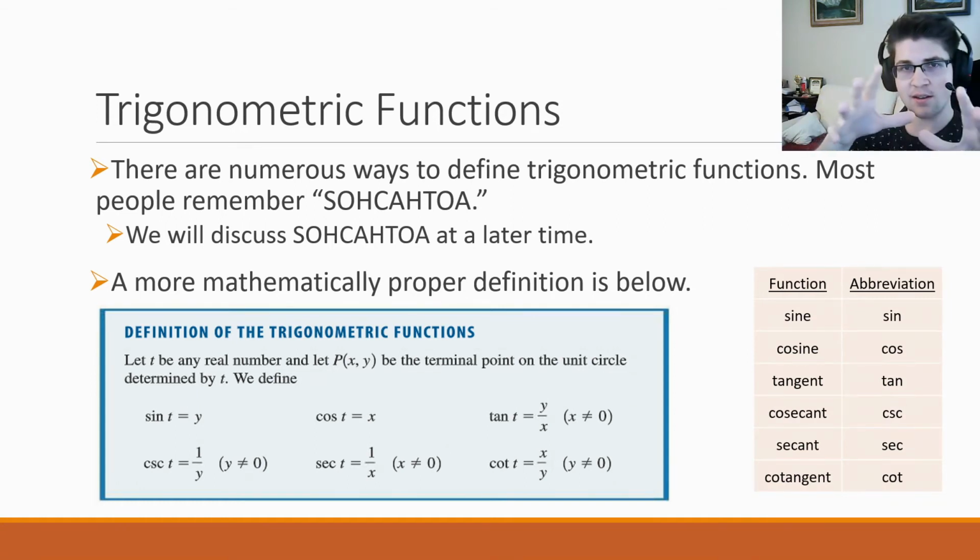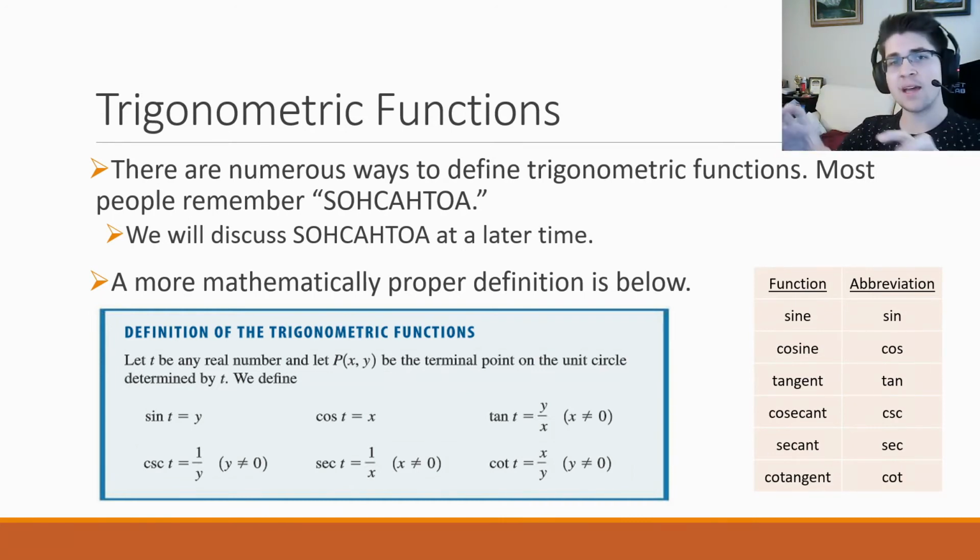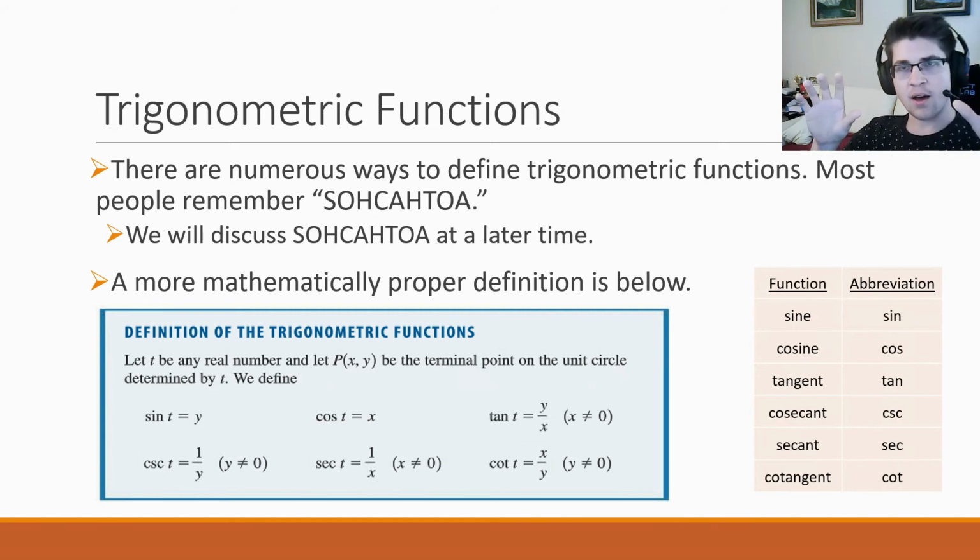SOHCAHTOA is a different type of definition of trigonometric functions, which is very good. If you remember the idea of SOHCAHTOA from high school or whenever, that's good. We're going to come back to that, because one of my issues with SOHCAHTOA is that a lot of people memorize it, but they don't really understand why it makes sense. What is the theoretical origin of this? So we're going to table that definition and start with a more mathematical definition of how the trigonometric functions are based on the unit circle. The unit circle is a very fundamental concept in trigonometry, and that's where we're going to start.